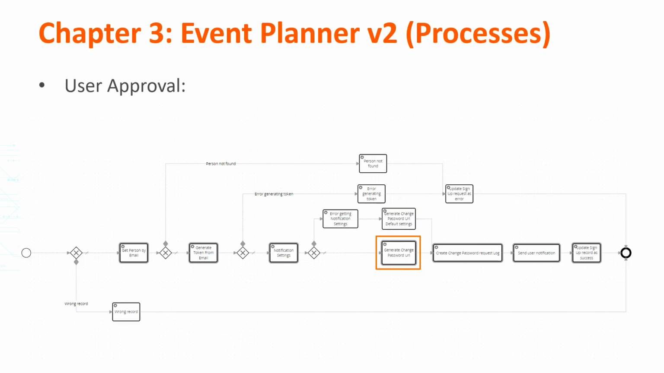And here is a process for user approval. So let's see how it works. Here the event admin decides to approve someone. Here you can see, highlighted in gray, the path we went. So I'm getting the person by email, generating a token, sending a notification. Here is my custom code to generate the link. I'm logging something in my logs. I send the user notification with the link. And I say, well, everything is successful.